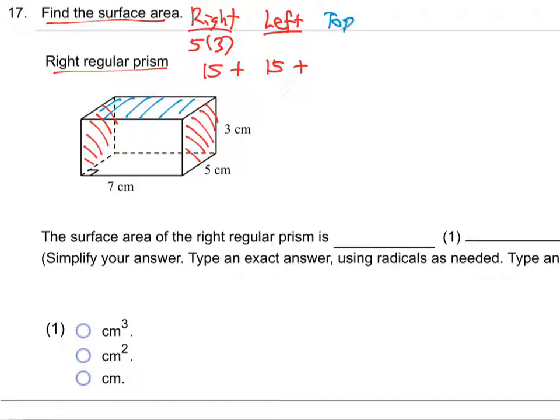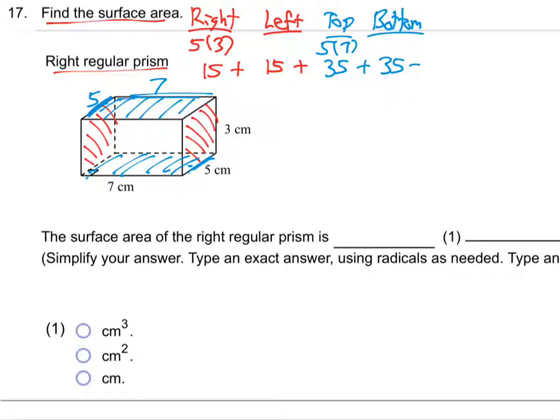The top, what are the dimensions on the top? Well, this is 7 back here, and this is 5 here. Can you see that? That this is the same as this. They're both 5, and this is the same as this 7, so it's 5 by 7. So it's 35. And the bottom's going to be the same, isn't it? Down here. Bottom is also going to be 35.